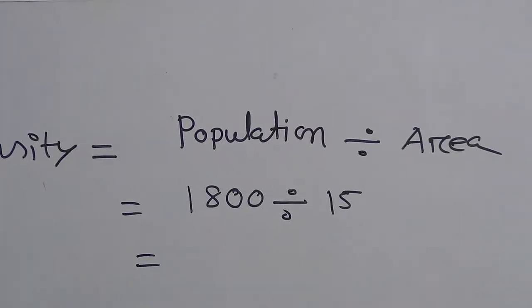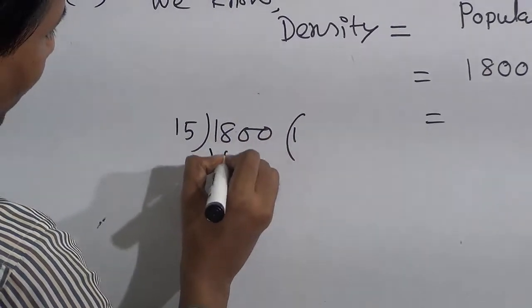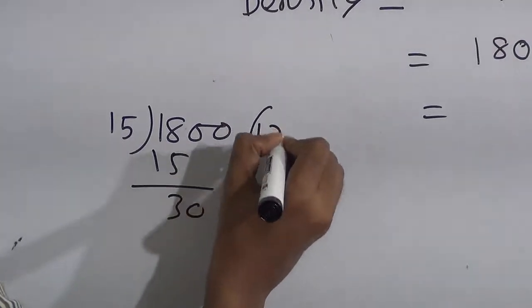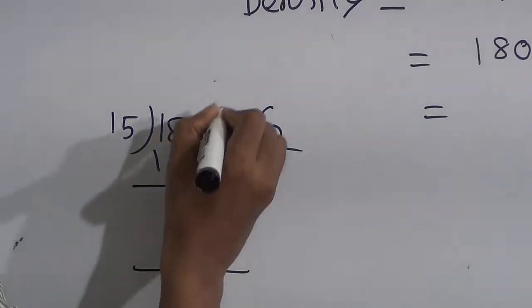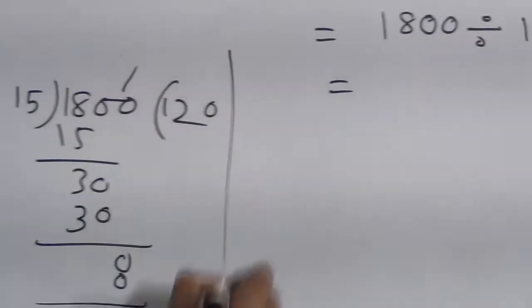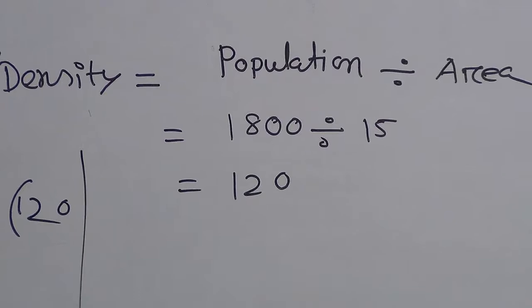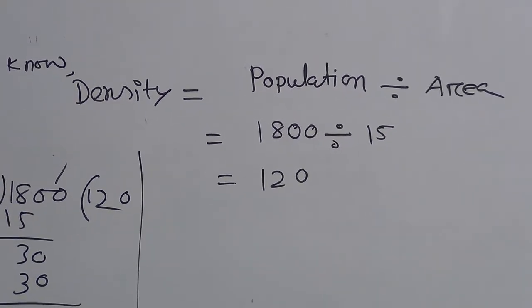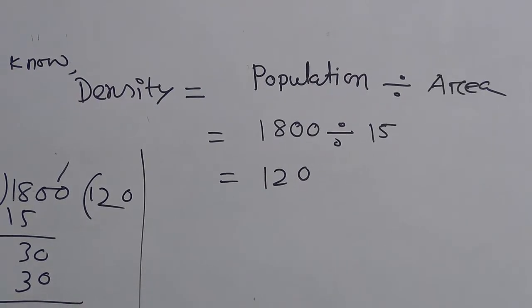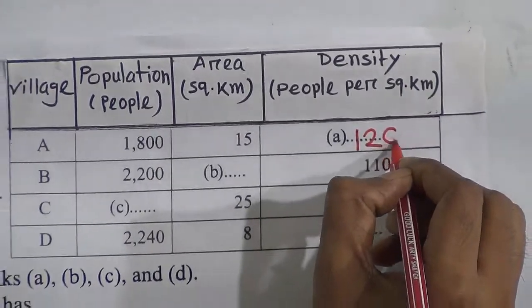Now divide 1800 by 15. 15 ones are 15, 30, 15 twos are 30, 0, 0. That means we have got 120. That means the population density is 120 people per square kilometer.